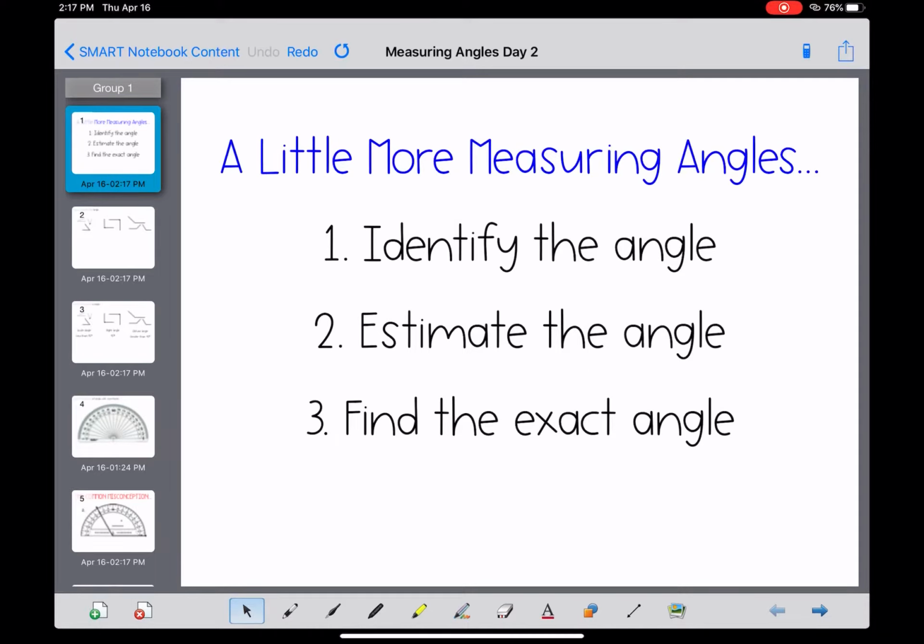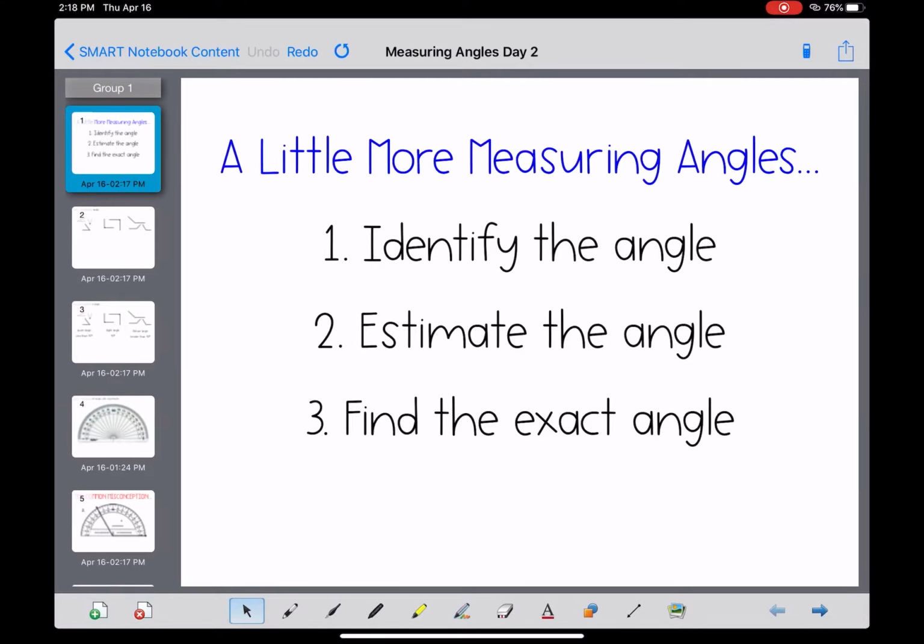Hello, fourth graders. It is Miss Owen, and I wanted to talk to you a little bit more about measuring angles. On Wednesday, you had an assignment, and some of you did really well, and some of us struggled. But I think I know the reason why you struggled, and I'm going to help you overcome that struggle today with a little bit more measuring angles.